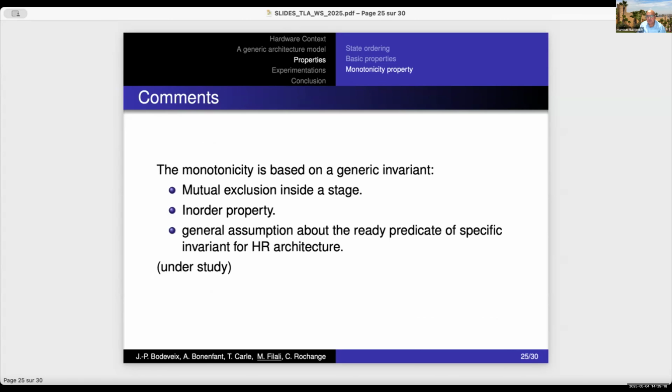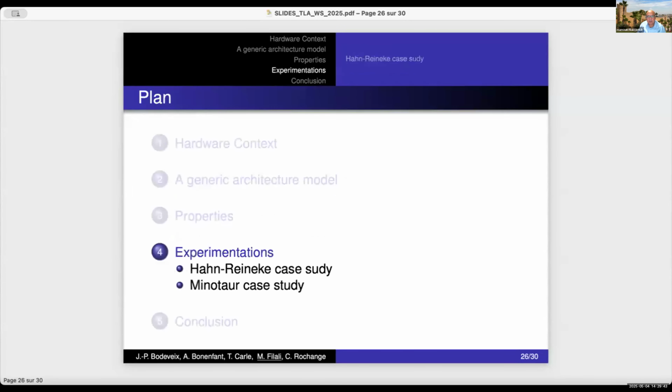So, of course, the monotonicity is based on a generic invariant. The invariant that we have worked on currently is a mutual exclusion inside the state, the in-order property, and we also have an invariant linked to the ready predicate that we have only specified abstractly. And this is, in fact, under study.